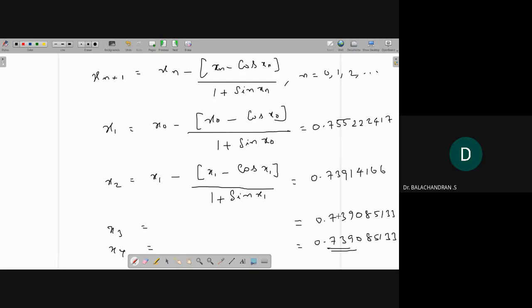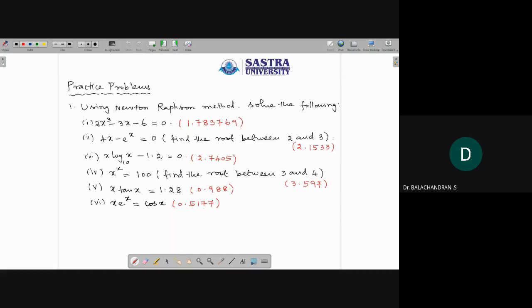Now the Newton-Raphson method is over. Here there are enough problems for you to practice. Using Newton's formula, the Newton-Raphson method, solve the following equations. This is a polynomial equation. This is 4x minus e power x.